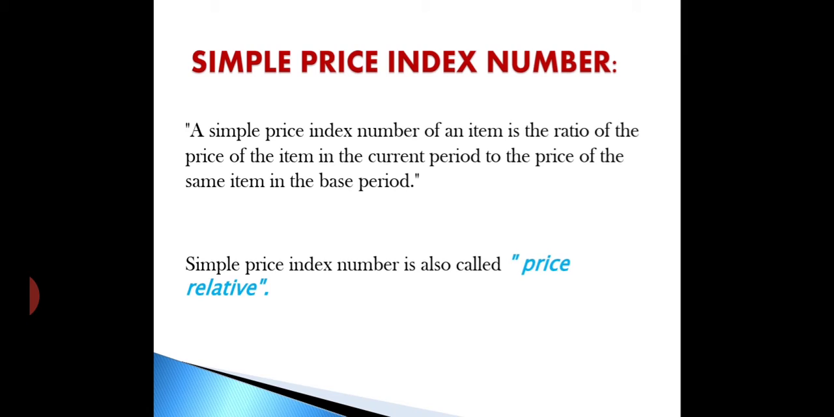There are many types of index number, but here we are considering only one type, and with the help of an example we will try to explain the concept of index number and how to calculate it. And this type is simple price index number. A simple price index number of an item is the ratio of the price of the item in the current period to the price of the same item in the base period. And this simple price index number is also called price relative.